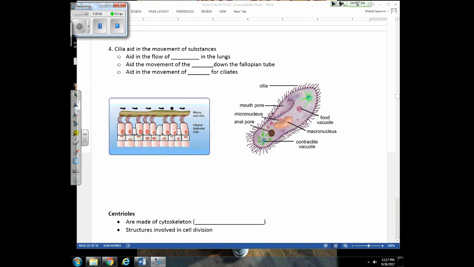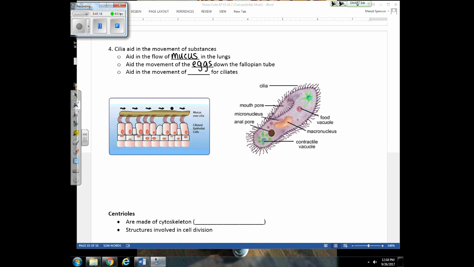And then I mentioned that cilia aid in the movement of substances. One thing that the cilia assist with is the flow of mucus out of the lungs. So again, it's really the interaction of the motor proteins and the cytoskeleton inside of the cilia that's allowing for this to happen in a multicellular organism. Cilia also aid in the movement of eggs down the fallopian tube. So the cilia will move, and that propels the egg down to the uterus.